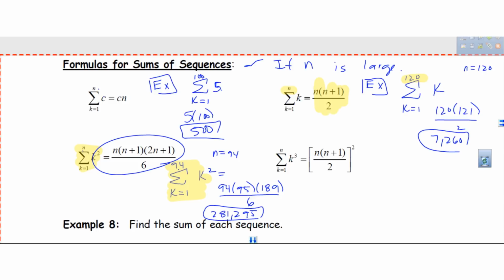Yes, sir? Where did you get 94 for n? Because in that little example, I made it up to be a 94. It's just an example that represents that equation.